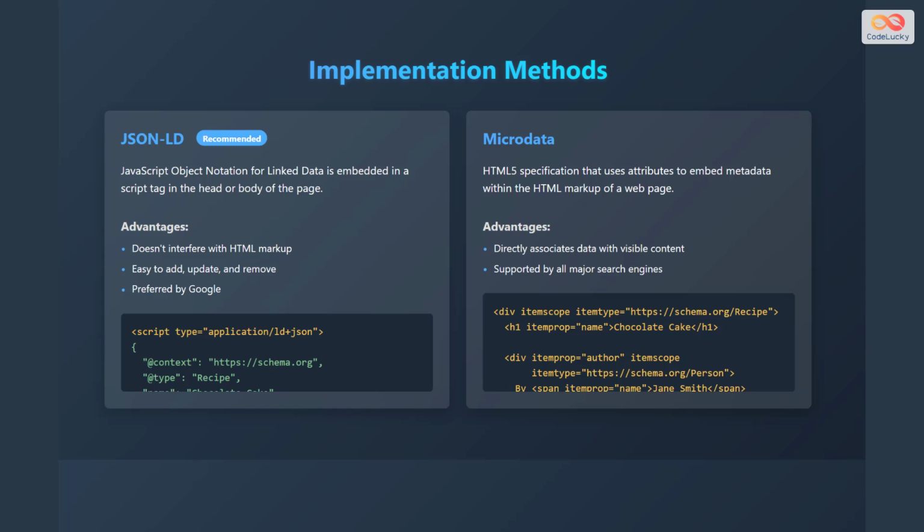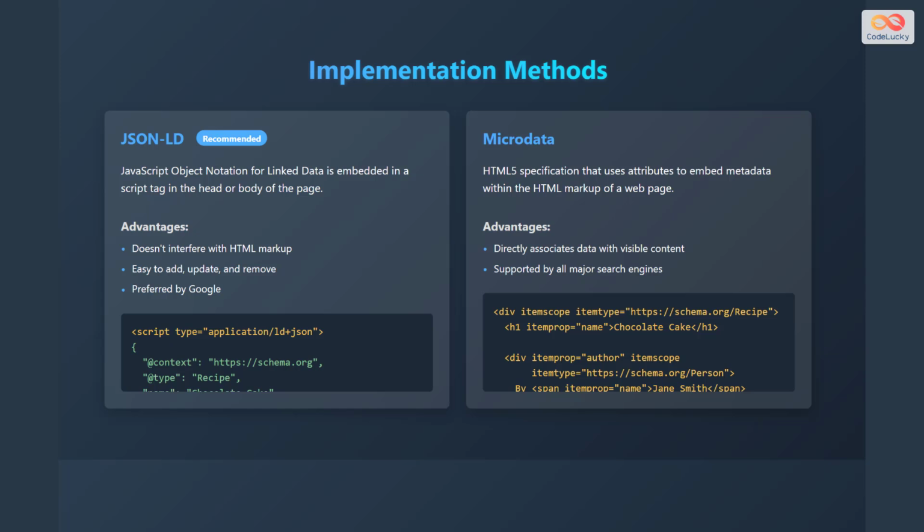The next implementation is microdata. Microdata is an HTML5 specification that uses attributes to embed metadata within the HTML markup of a web page. The advantages are that it directly associates data with visible content and is supported by all major search engines.